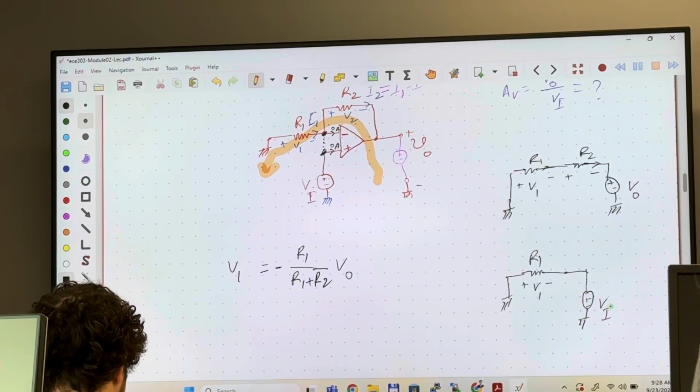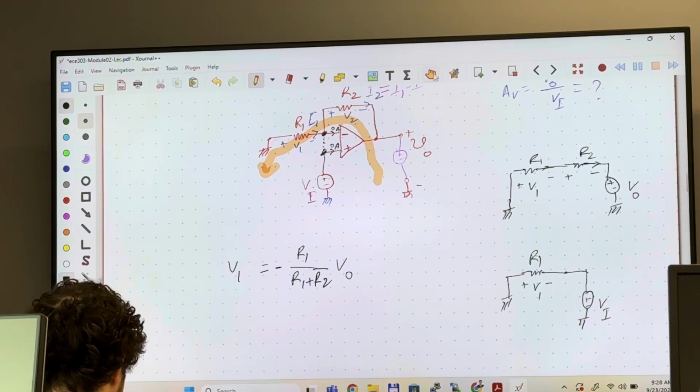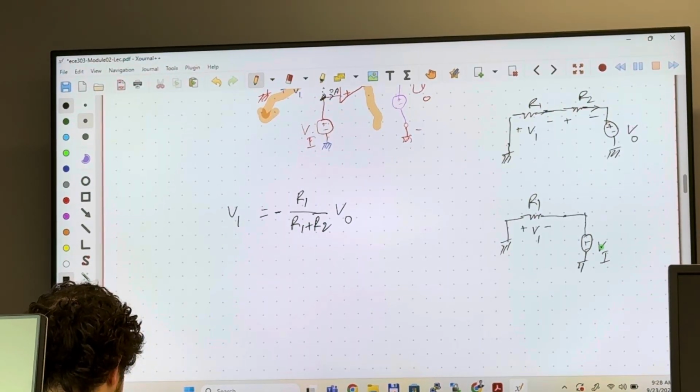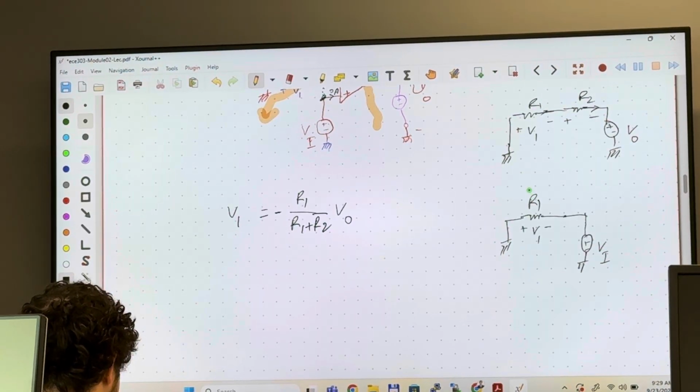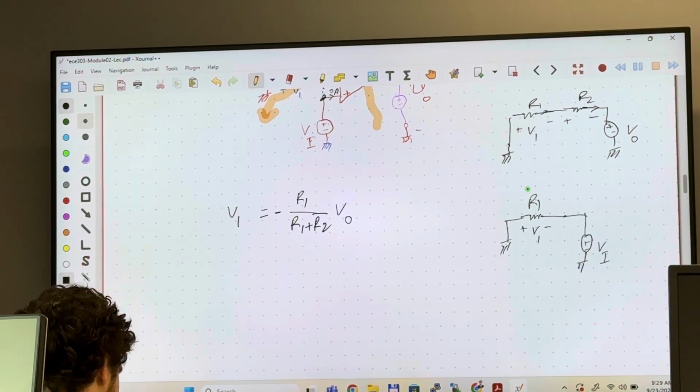So we have voltage source V sub I. If you apply KVL here, you have a voltage source and you have only a single resistor connected in series. What will be the voltage across that resistor? Same as the voltage source. That's what I was trying to make you understand.